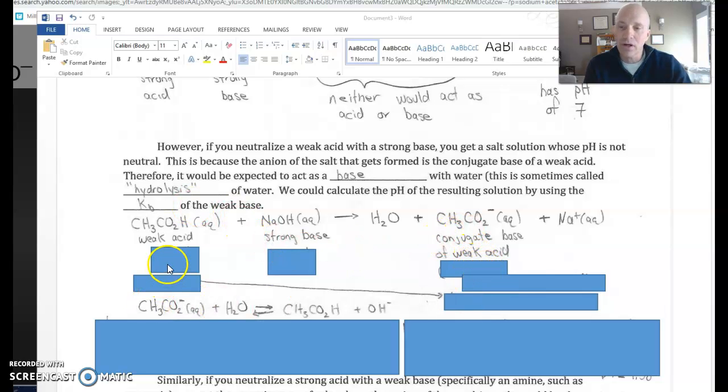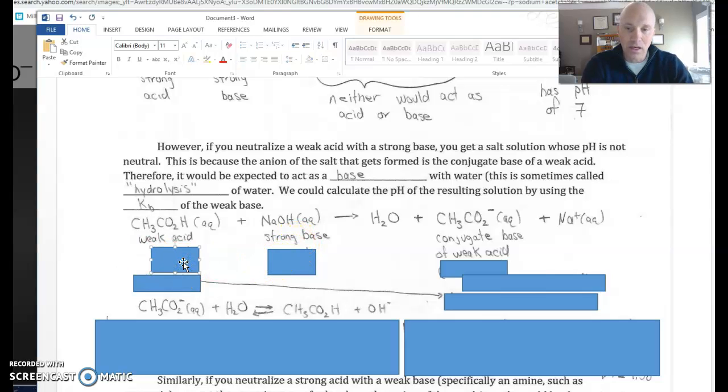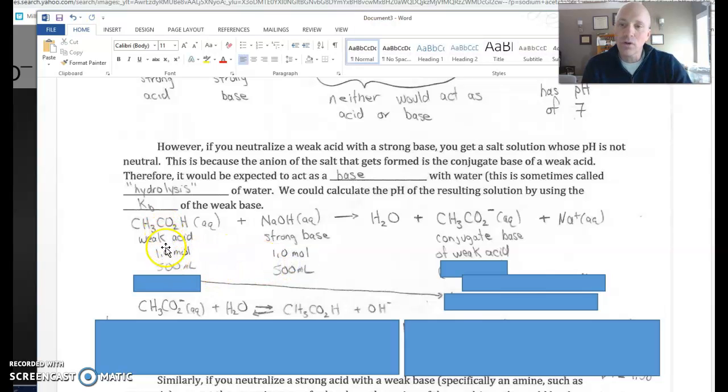So how would we go about figuring out what the pH is of that resulting solution? The first thing that we need to know is how much of our weak acid and strong base we had when we did the neutralization. I'm going to give this information here. We're going to have 1 mole of this dissolved in 500 milliliters, 1 mole of sodium hydroxide dissolved in 500 milliliters. And from that, we can figure out the amounts of this right here in the resulting solution.